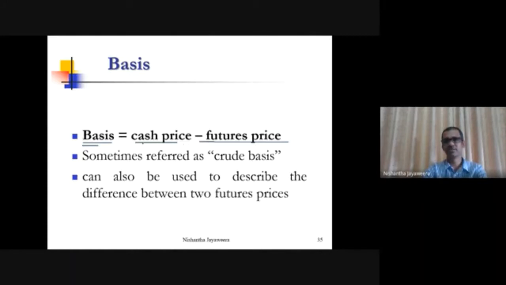In the contango market, the futures price is higher than the cash price. But since we define the basis as cash price minus futures price, the basis is negative. If the basis is negative, then it's a contango market. What does it mean? Costs are higher than the benefits. On the other hand, if the basis is positive, the market is in backwardation, and benefits are higher than the costs. Clear?